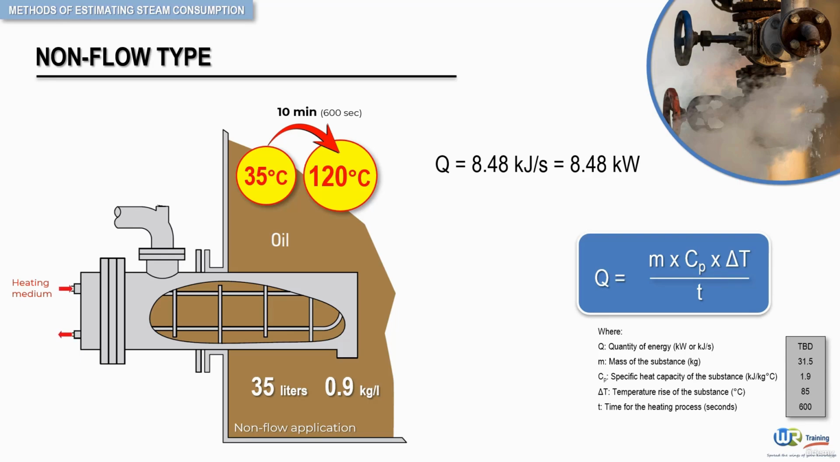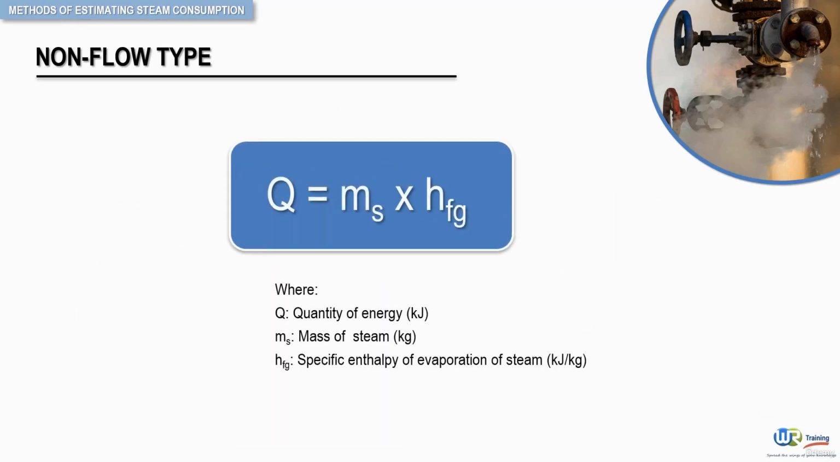Now, it is important to note here that this equation can be applied whether the substance being heated is steam, a solid, a liquid, or a gas. However, it does not take into account the transfer of heat involved when there is a change of phase. The quantity of heat provided by the condensing of steam can be determined by this next equation. So, the quantity of heat equals the mass of steam times the specific enthalpy of evaporation of steam at the prevailing pressure.